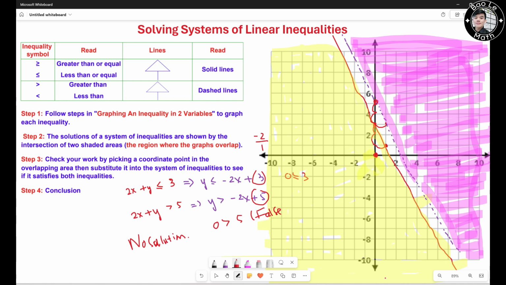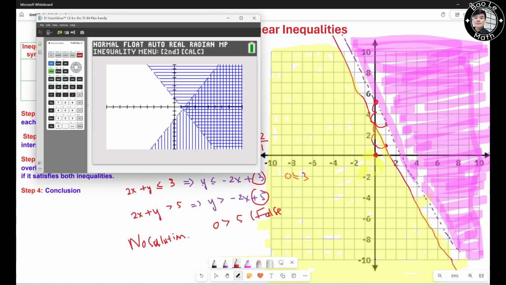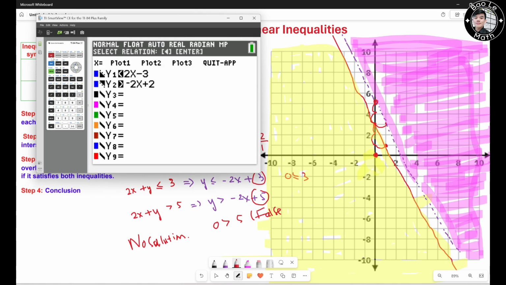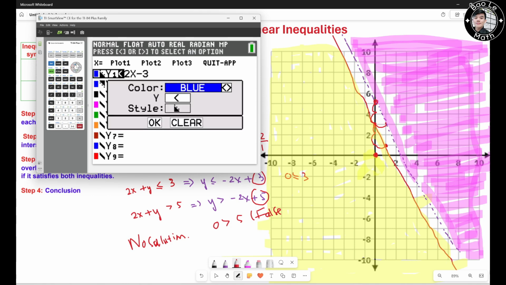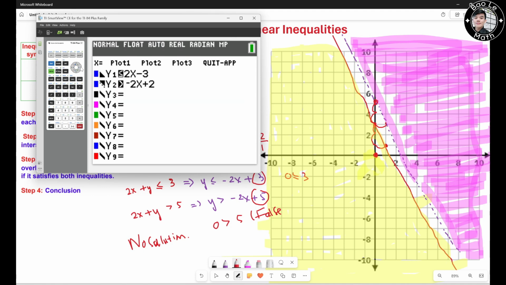Alright, now you can use a calculator to check. So the first inequality, y less than or equal to -2x plus 3. So I hit y equals, and then I change this one into less than or equal to, right? So I hit enter, and then change it to less than or equal to. Hit OK. And then I'm going to input the value. It's going to be -2x plus 3.